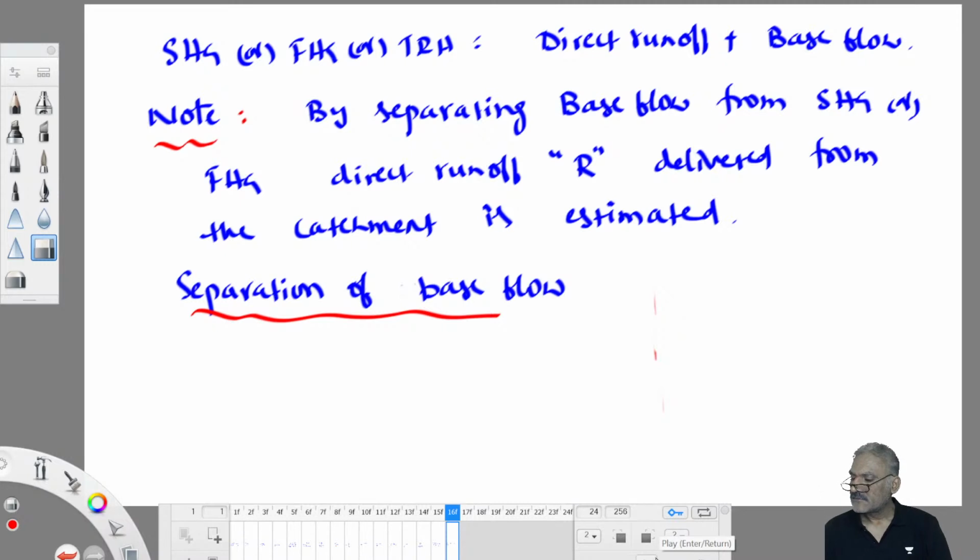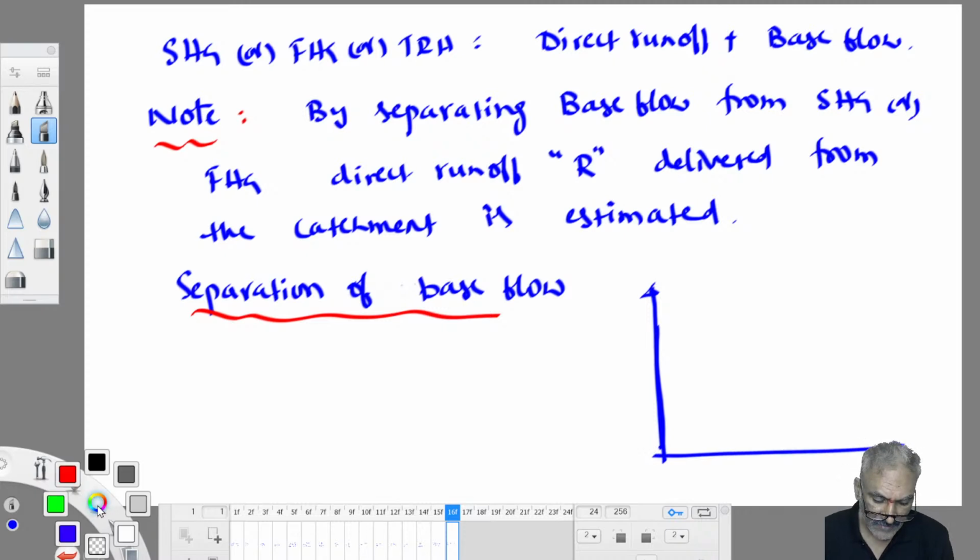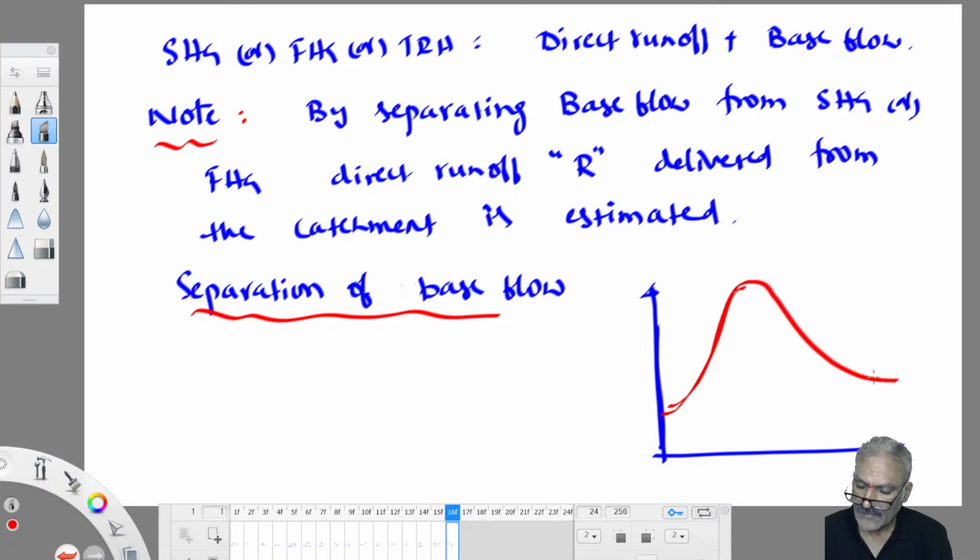are you following or just blindly? This is storm hydrograph or flood hydrograph. Okay. So this is one method, simple method among all.